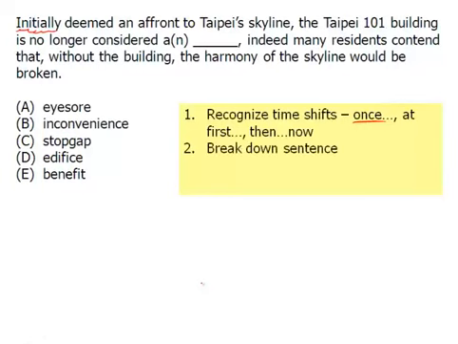So we want to break down the sentence, and in the first part with "initially," it was seen as an affront. You need to know this word, and it could be defined more or less as an insult. Something that's an insult to Taipei's skyline is this building. Now if you look at the next part, it says it is no longer considered a blank. So we found the keyword affront, but it is no longer considered an affront. Though we have this shift, notice the words "no longer" show that it has changed, but the word we actually want in the blank is the same.